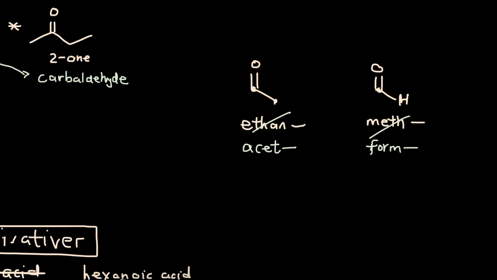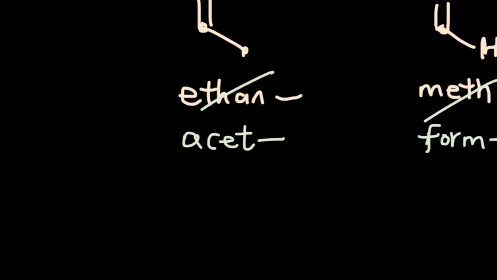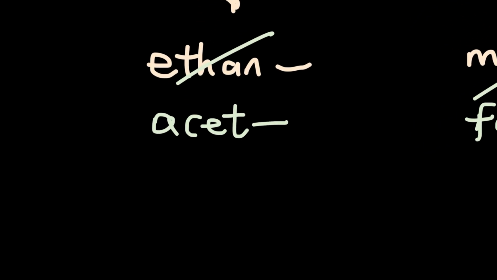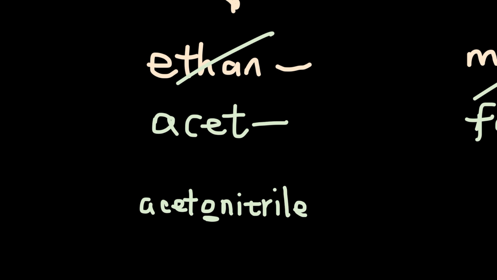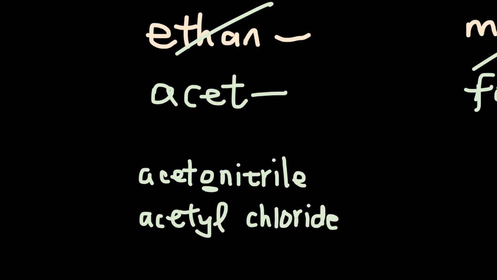Now the tricky thing here is sometimes acetyl can be spelled with a YL or with an O. So the only time that it's spelled with an O, aceto, is when it's on a nitrile. And other cases where it might be spelled with a YL would be acetyl chloride, acetyl chloride. This will be the YL ending, and this will be the O ending.